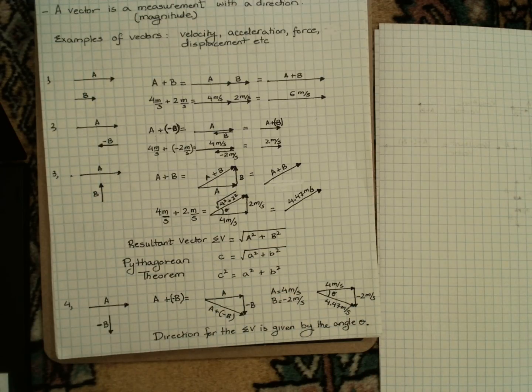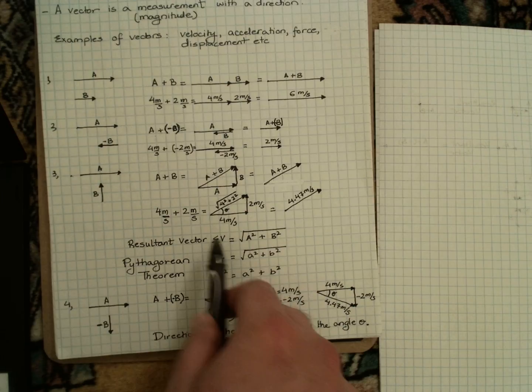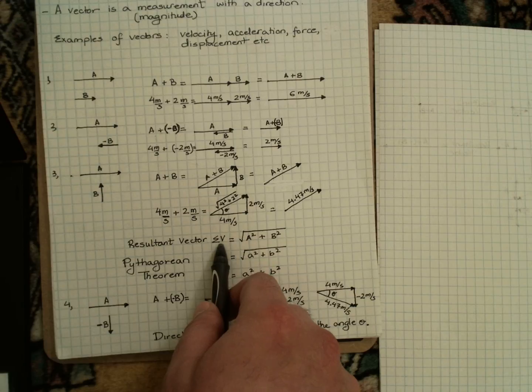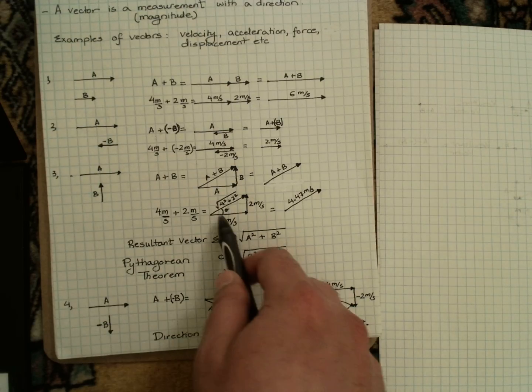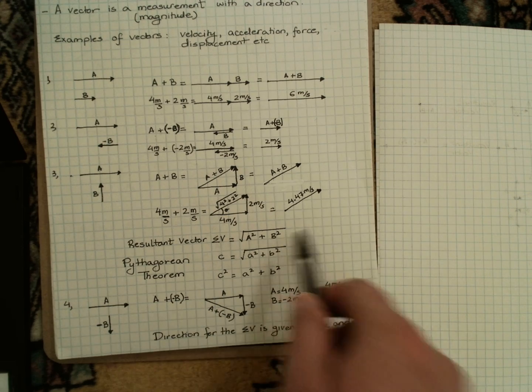And one thing I want to emphasize, that I've been saying the words resultant vector. The symbol is what I'm going to use from now on. This symbol stands for the sum, and this is V for vector. So the sum of the vectors, meaning the resultant vector, in this particular case is going to be the square root of a squared plus b squared.